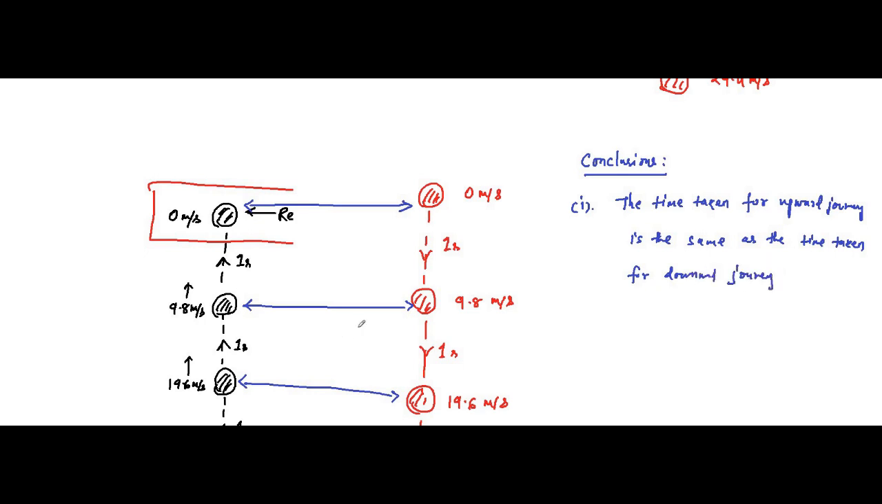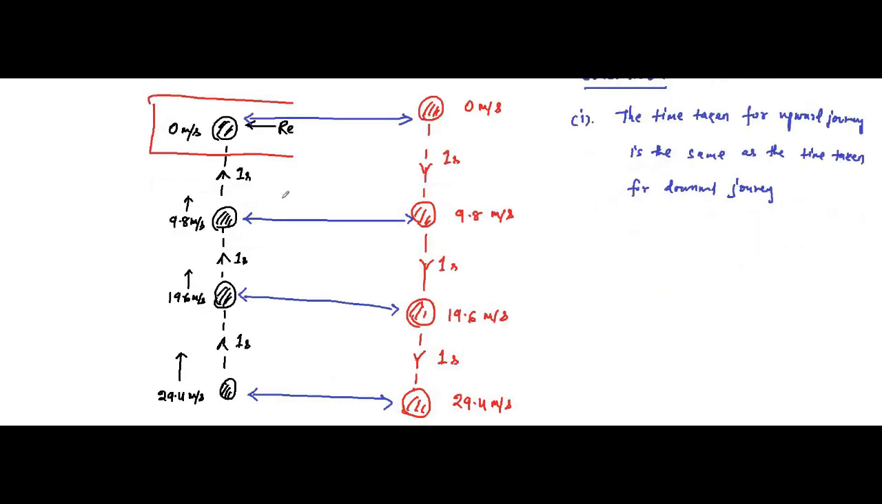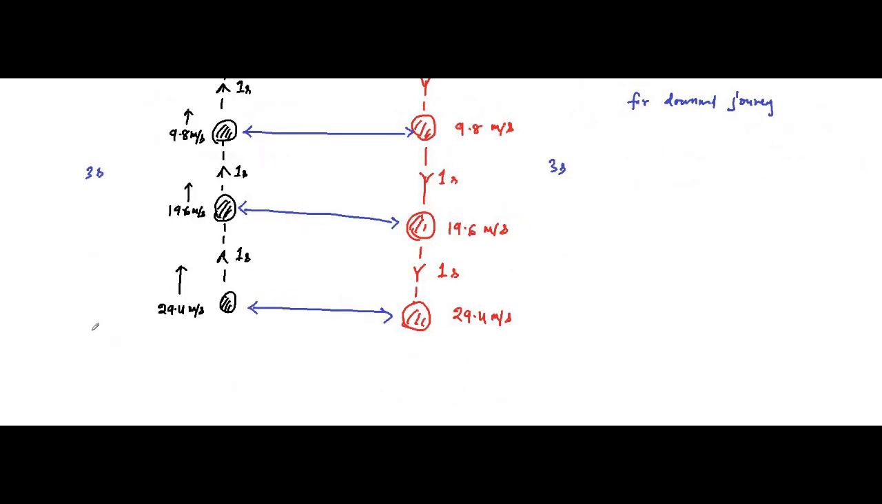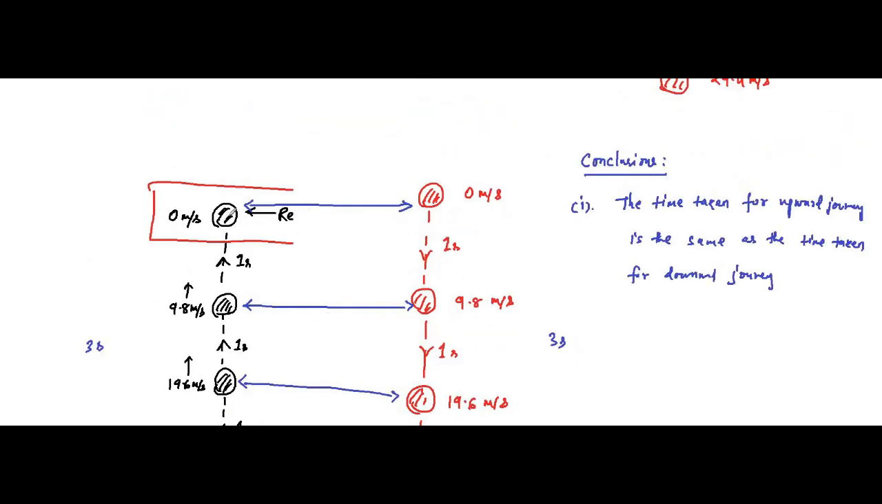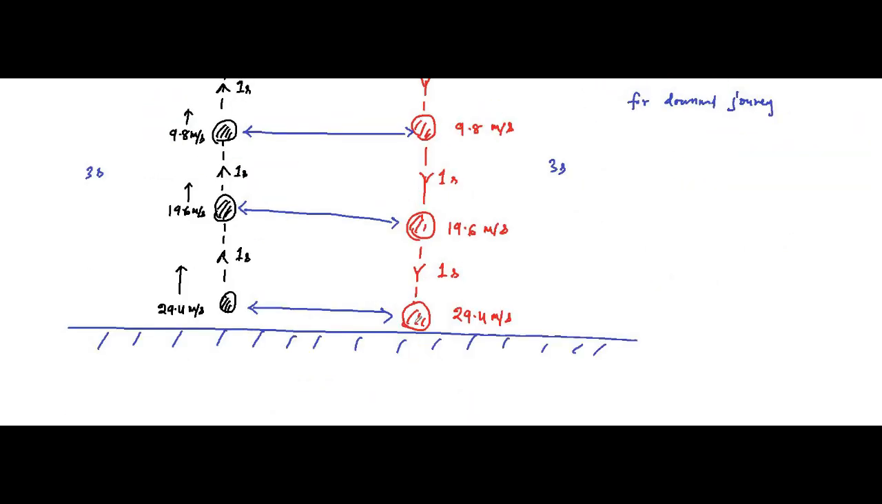So here the time taken for the upward journey is 1 plus 1 plus 1, 3 seconds, and the time taken for the downward journey is also 1 plus 1 plus 1, 3 seconds, to arrive at the same point. Let's say this is the ground from where the ball was thrown with an initial velocity of 29.4. It took 3 seconds to come to rest against gravity. Then from that point it took 3 seconds to come to the ground, exactly the same point from where it was thrown, at the same level. And the velocities at identical time instants are the same.